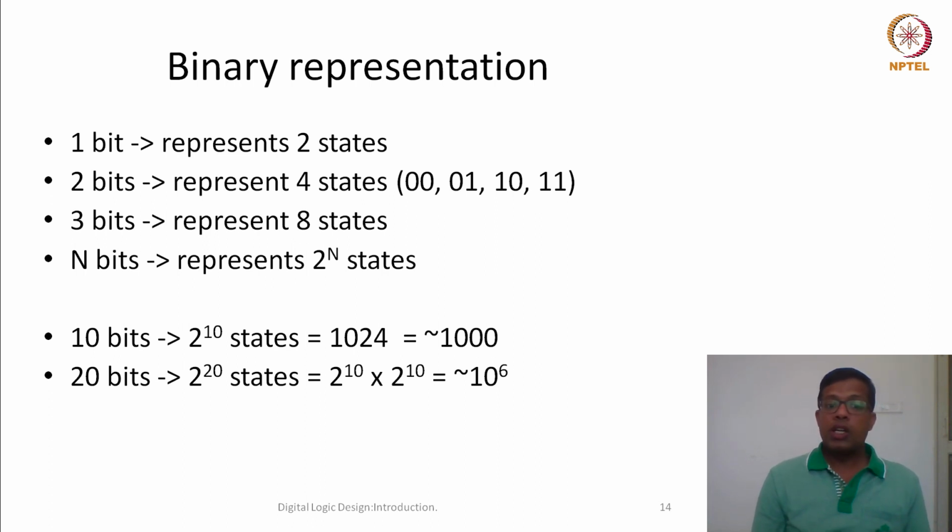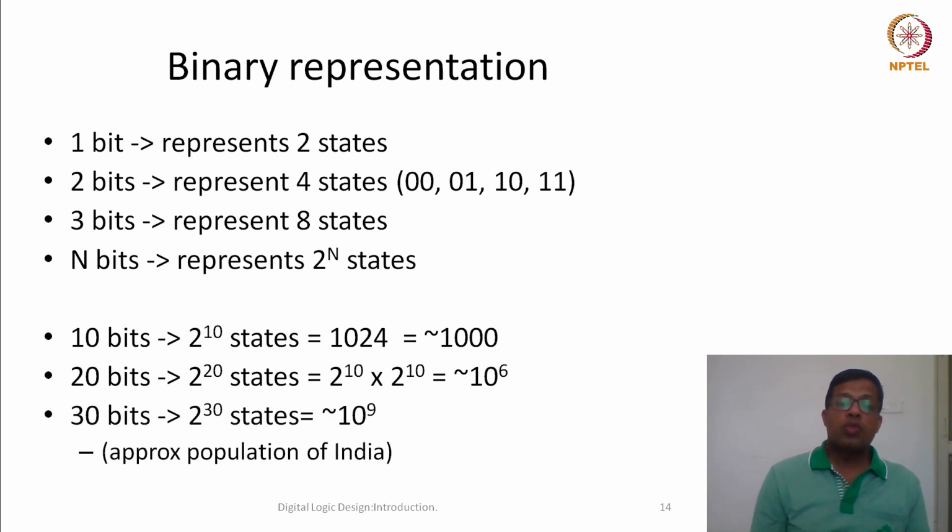Similarly, if I go for 30 bits, then the total number of states or possible values would be exactly 2 to the power 30. If I approximate, it is 10 to the power 9, that is 10 to the power 3 cross 10 to the power 3 cross 10 to the power 3, so 10 to the power 9, which we call 1 billion. So 20 bits could represent 1 million possibilities, and 30 bits can be used to represent 1 billion possibilities.